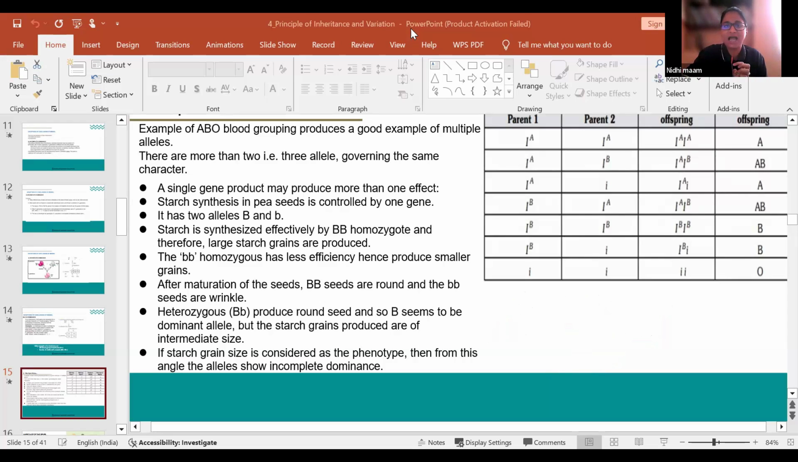One allele is I raised to A. One more is I raised to B. One more is small letter i. Let us proceed. A single gene product may produce more than one effect. ಒಂದೇ ಜೀನು ಬೇರೆ ಬೇರೆ ಎಫೆಕ್ಟ್ ಅನ್ನ ಕೊಡುತ್ತೆ. Starch synthesis in pea seeds is controlled by one gene. It has 2 alleles B and b.